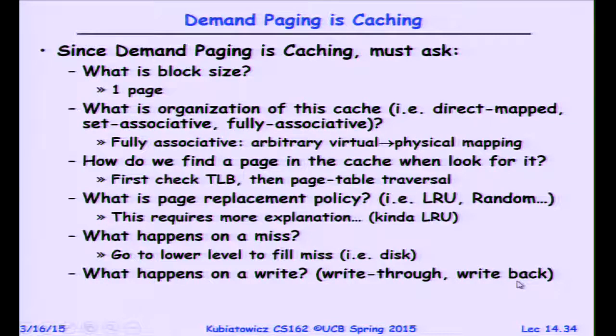What happens on a write? Is this write through or write back? Already answered that earlier. Write back. Good. And this actually means we need a dirty bit to know whether something's dirty or not, because the processor is fast. We do not want to trap to software to record the fact that it's a write most of the time if we can avoid it. We want to do that in hardware.